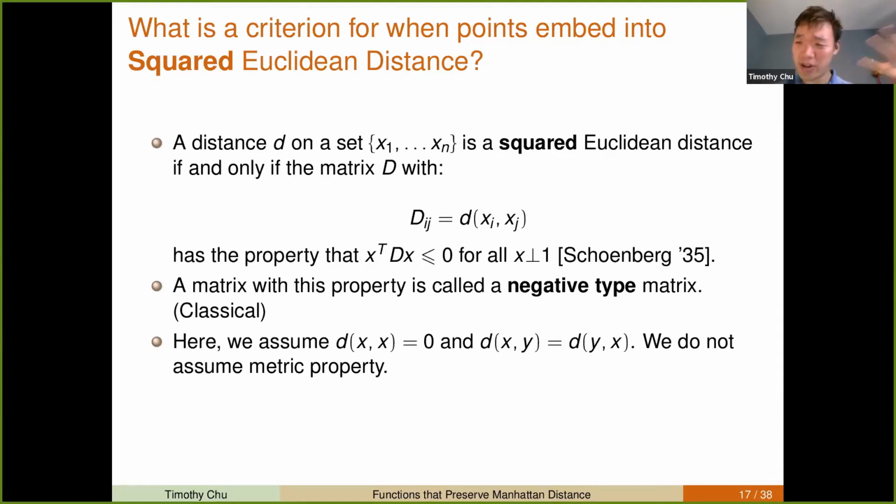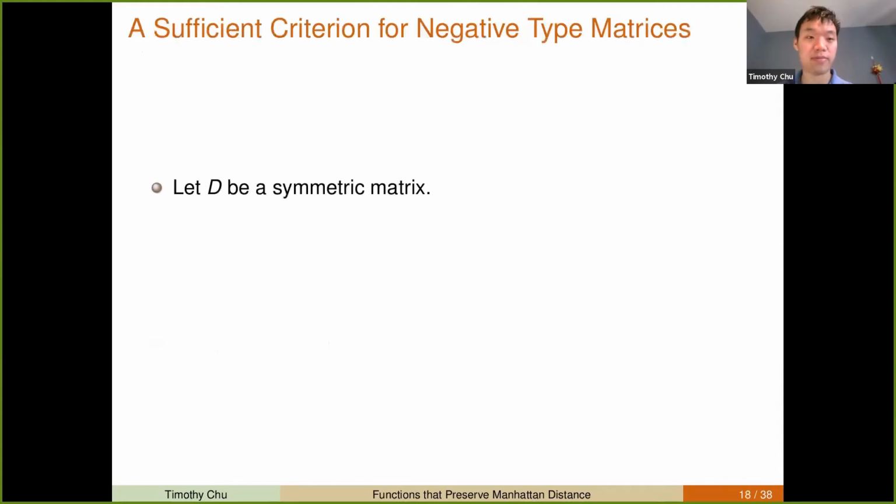For example, how on earth could you test whether a matrix is negative type? It's not like you can just plug in all possible values of x. Okay, so how can we convert this into a criterion that we can actually test for? Well, I'll give a sufficient but not necessary condition that will be very useful through the course of our proof.